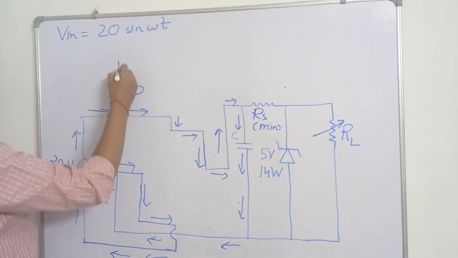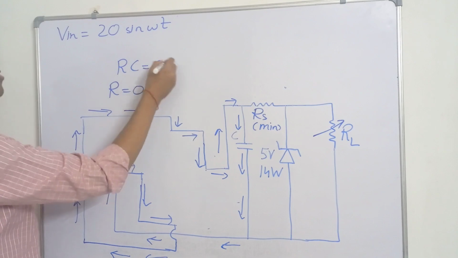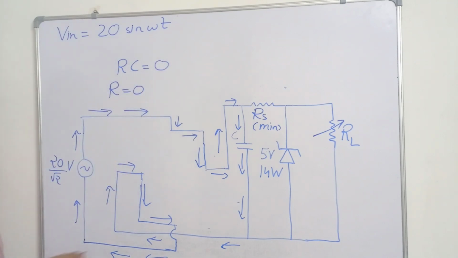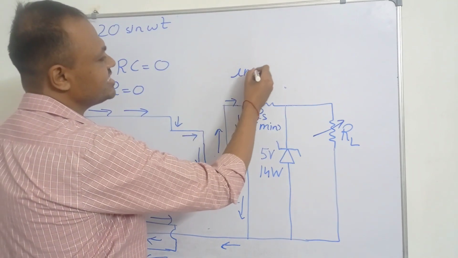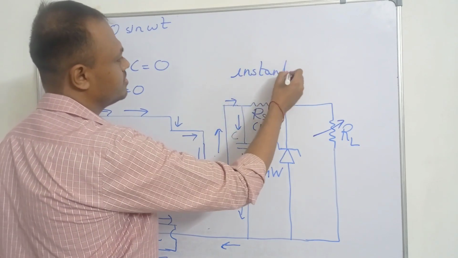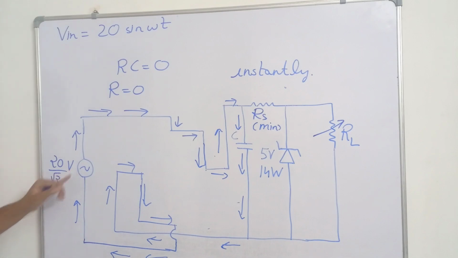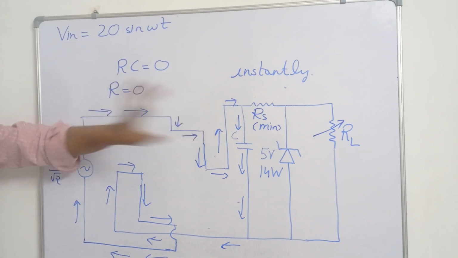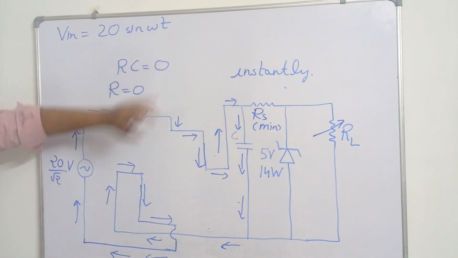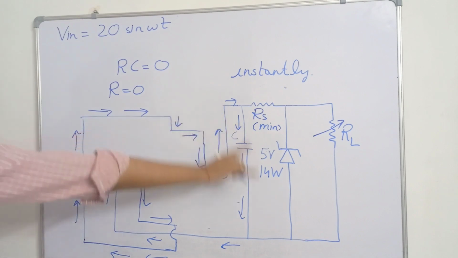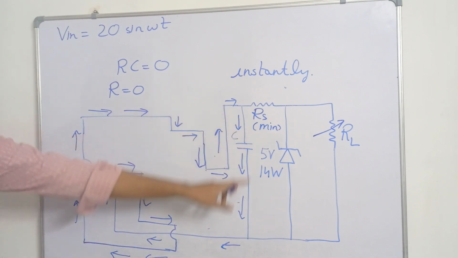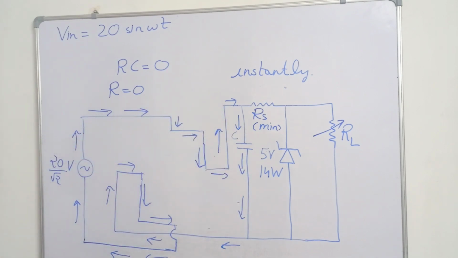So the time constant, given as RC, will be 0. So this capacitor will be charged instantly. As soon as the supply is switched on and the voltage goes into the positive half cycle, the capacitor will be charged instantly because the time constant of this loop is 0. There is no resistance in this loop that I have drawn.